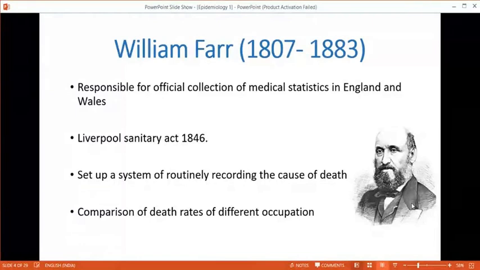And he developed a system to record the causes of death. And from the causes of death, he even compared different occupations and found out that certain occupations are at high risk of getting diseases.